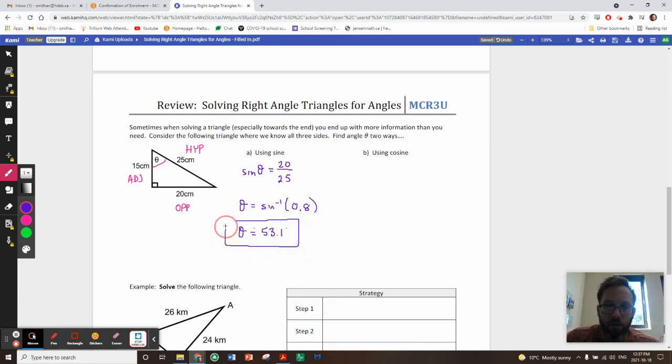But we had a lot of information in that question. We could have used the cosine ratio as well. If you set this up, the cosine of that angle would be adjacent 15 over hypotenuse 25.